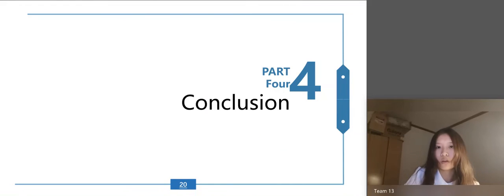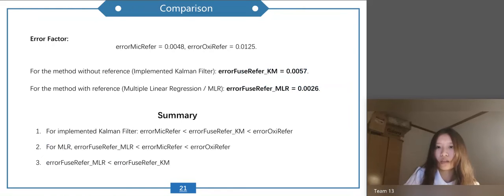As for part 4, conclusion, this slide shows the error factors we calculated for different datasets, and the error factor between fused data and the reference data is in the middle of the error factors between the 2 individual data obtained from different sensors and the reference data. Since we only have 2 input data without reference, the error between reference data and one of them is relatively big, while the other one is relatively small. This will leave the error of our fused data located in the middle range. The error factor between fused data and reference data is the smallest one among the 3.